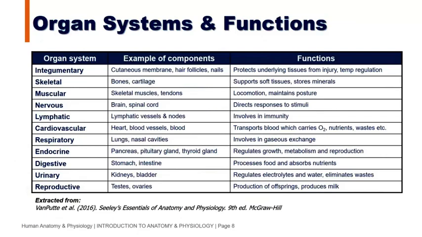I have tabulated here the organ systems, with examples of the components and the functions. We have the integumentary system. You have your cutaneous membrane, hair follicles, and your nails, which basically protect underlying tissues from injury and help in temperature regulation. For the skeletal system, you have the bones and cartilage, which support soft tissues and store minerals.